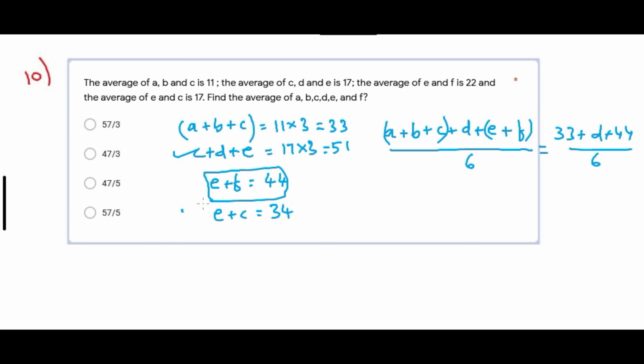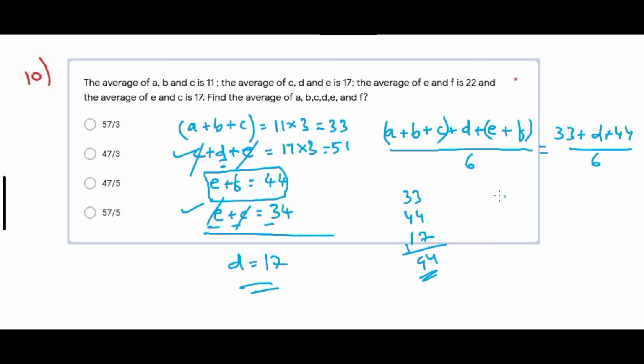Now I have only two equations. Let me subtract. E will get cancelled, C will get cancelled. Then D is remaining. So therefore D is equal to 51 minus 34. 34 means if I give 6, it will be 40, and 40 to 50 is 10. 51 is 11. 11 plus 6 is 17. So D is 17. Simply now 33, 44, 17. So it is 94. So 94 divided by 6.